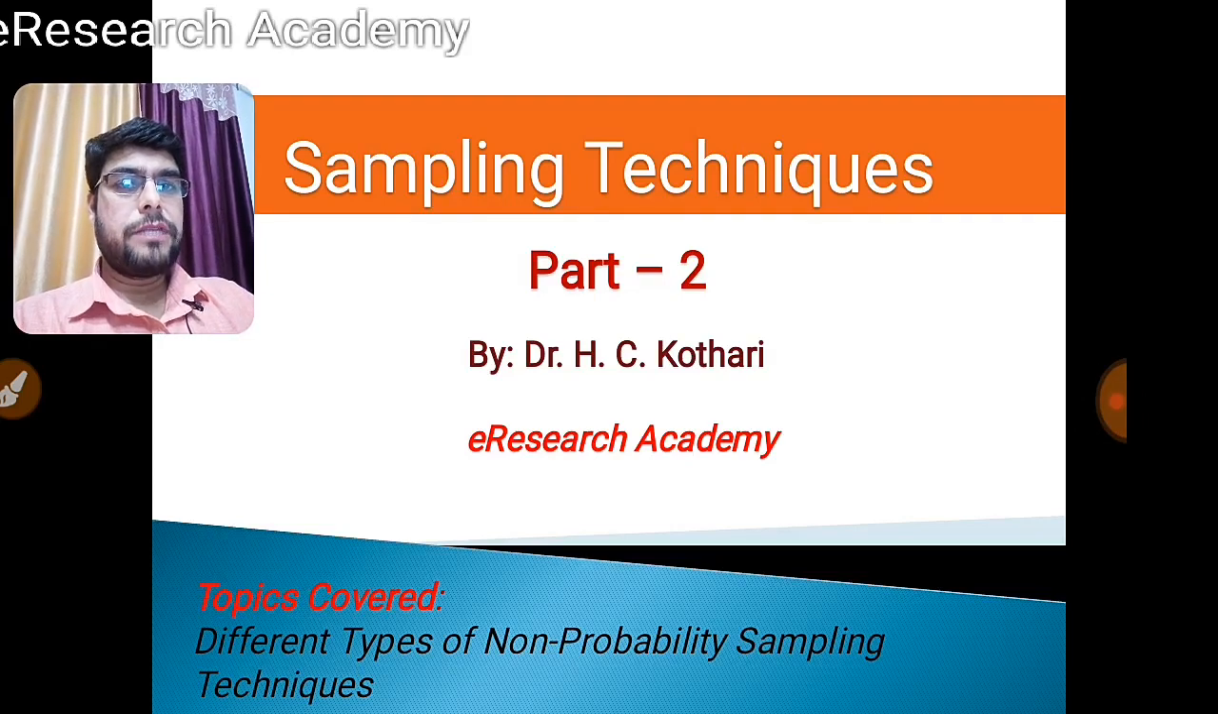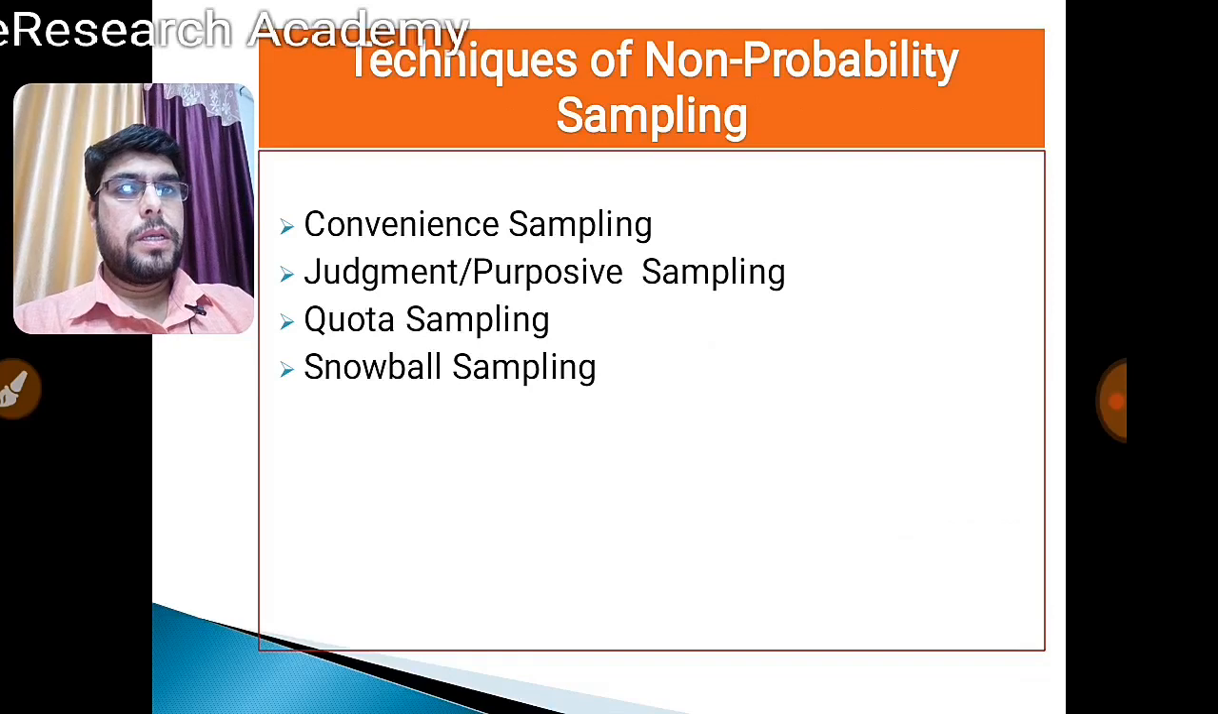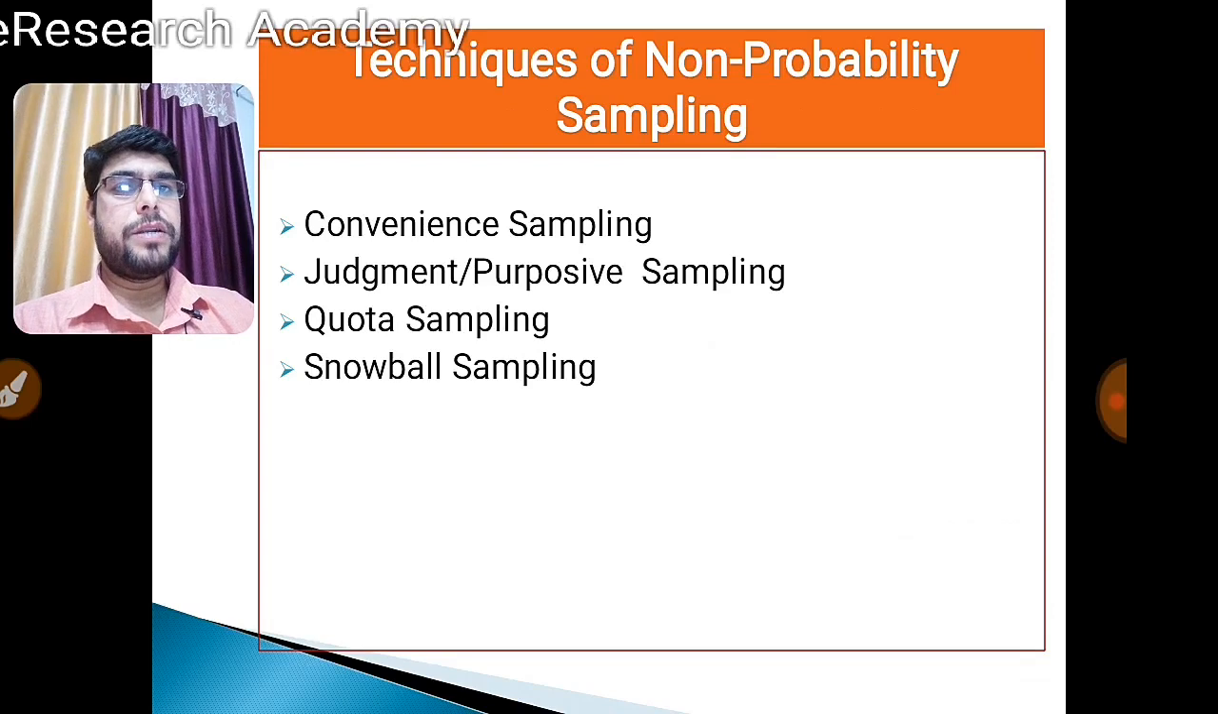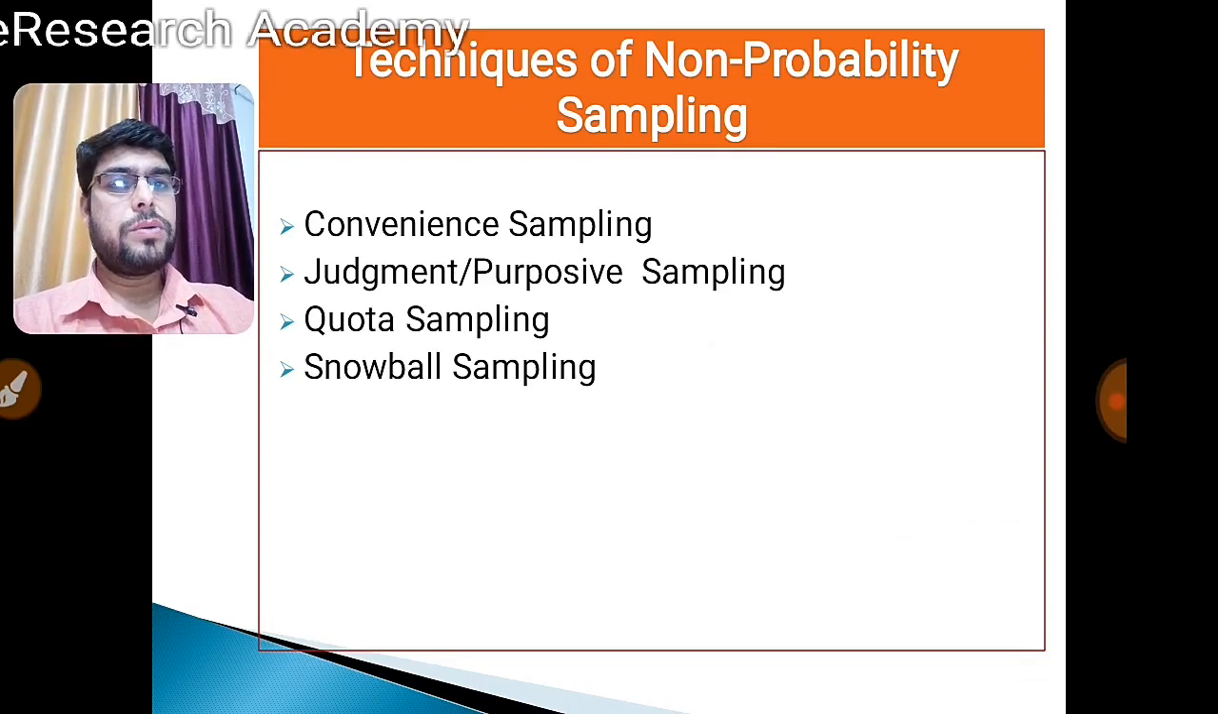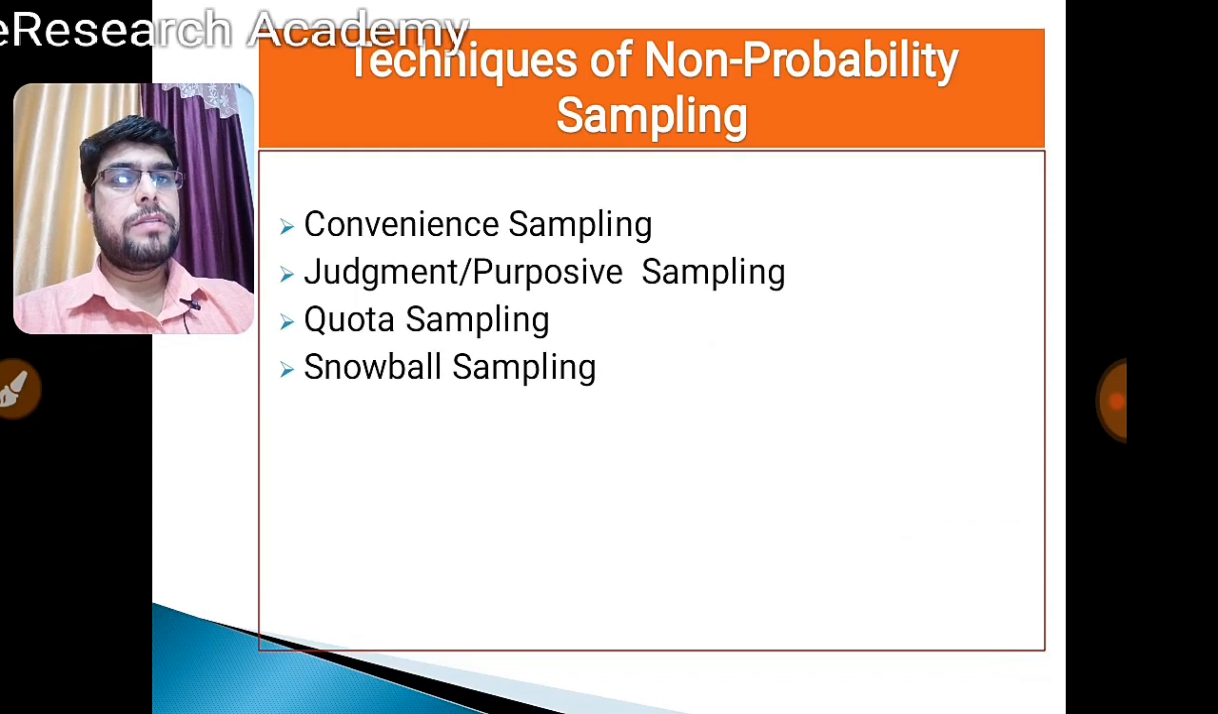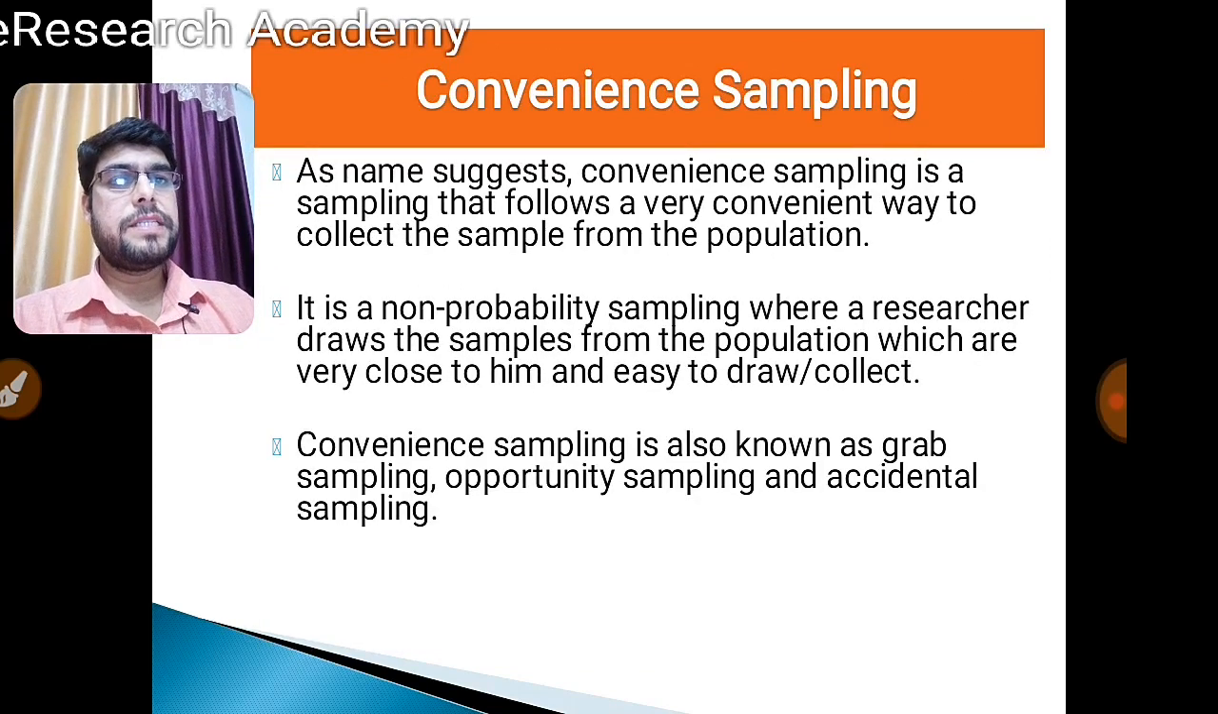Friends, in this lecture we are going to discuss non-probability sampling techniques. So let's start. We have four types of non-probability sampling techniques. These are convenience sampling, judgment or purposive sampling, quota sampling and snowball sampling. So let's start with the first one, that is convenience sampling.